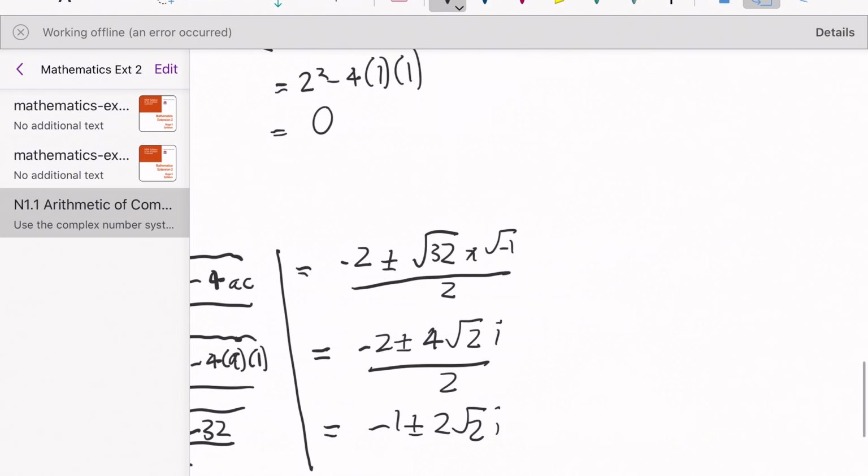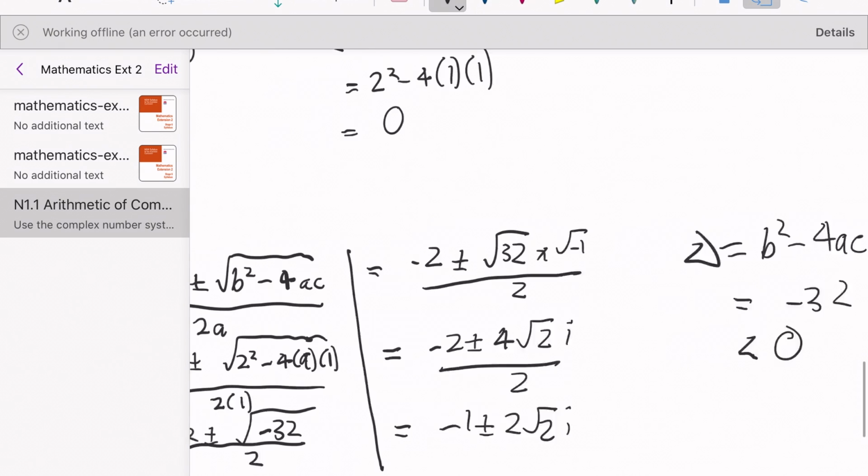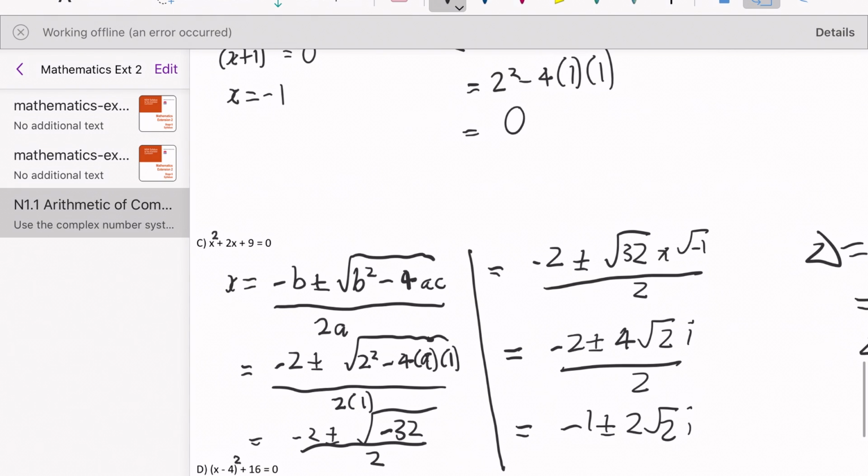Let's again look at the discriminant. Discriminant equals b squared minus 4ac, and that was equal to -32, which is less than 0. Remember, in younger years you learnt that when the discriminant is less than 0, we get 0 real solutions. And this was shown here, where we got complex solutions.